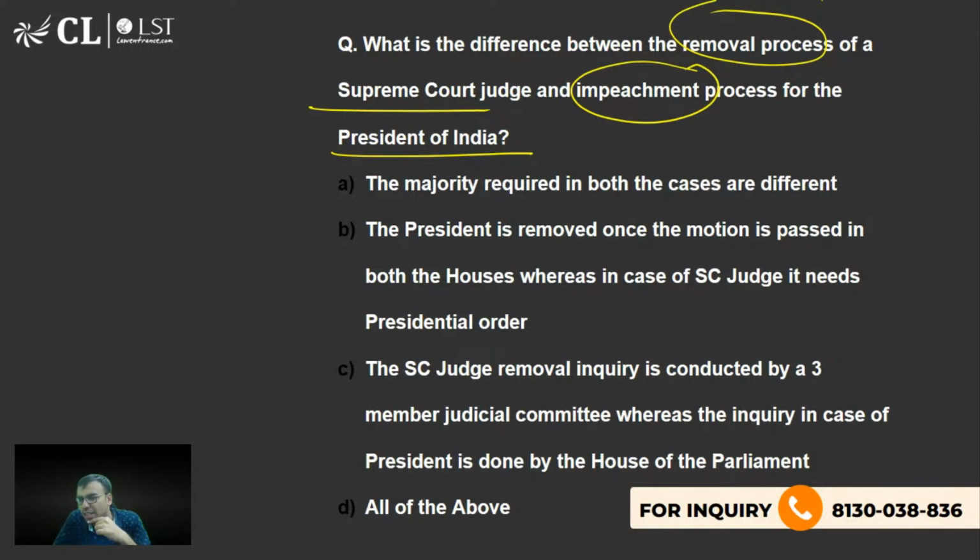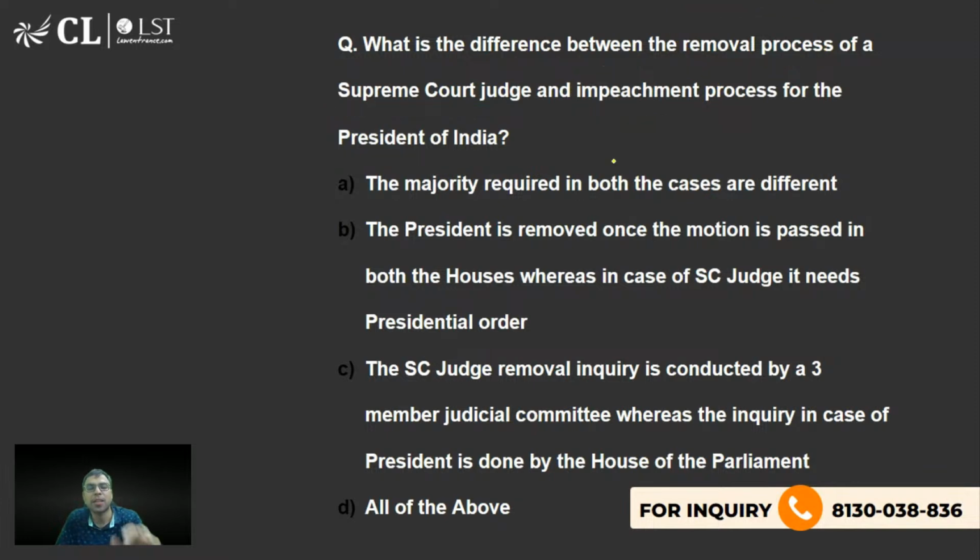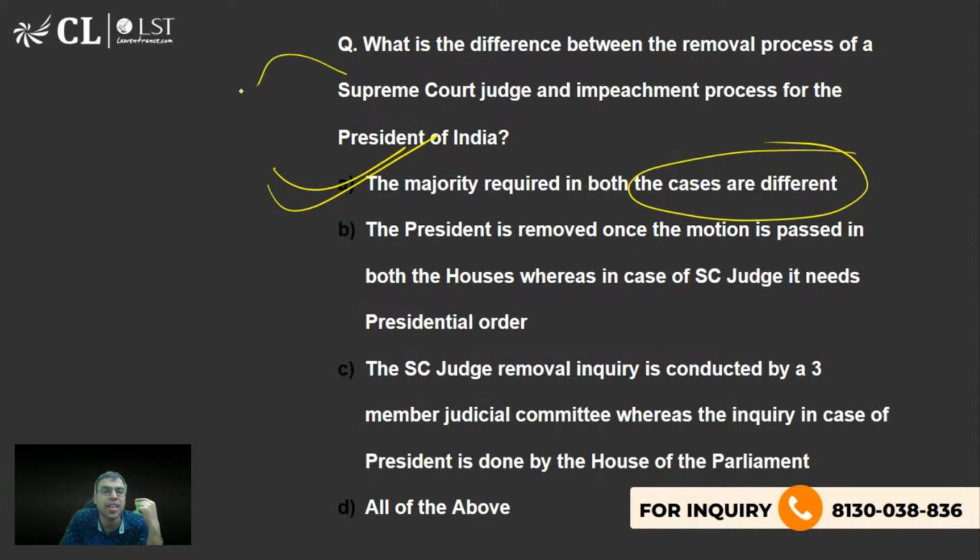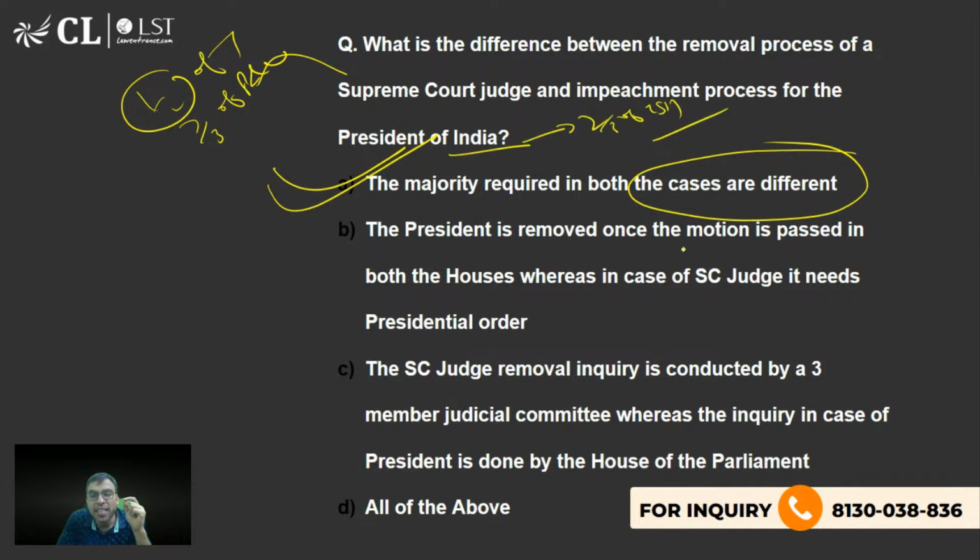So the first thing is the majority required in both cases is different. Here 2/3 of total is needed, there half of total and 2/3 of present and voting is needed. Whereas in the president's impeachment, 2/3 of total is needed. The president is removed once the motion is passed, whereas in the SC judge case, if the motion is passed by the two houses, then it will go to the president and the president will sign.